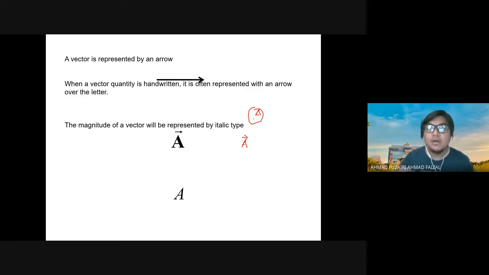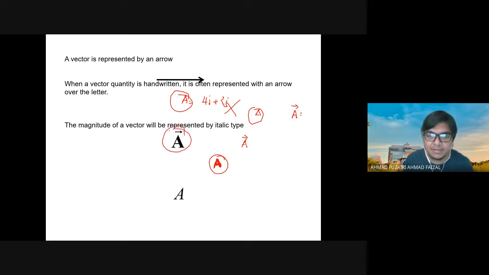Right now, you'll be more analytical in terms of writing something. If you just write vector A is 4i plus 3j, that is wrong. Why? Because this one is just a normal A. So you need to put a vector A in terms of 4i plus 3j, for example. When you use a computer, you can bold this. So this is okay, because a vector can be written as a letter with the arrow.